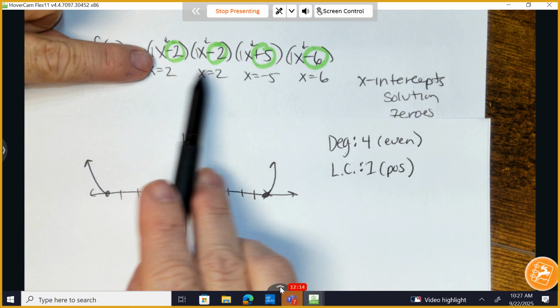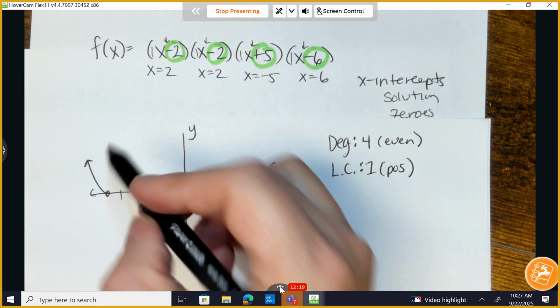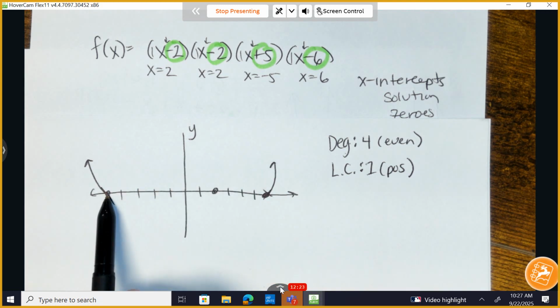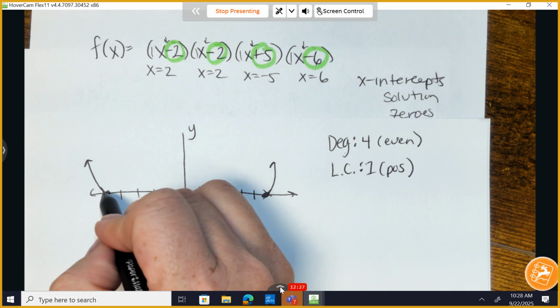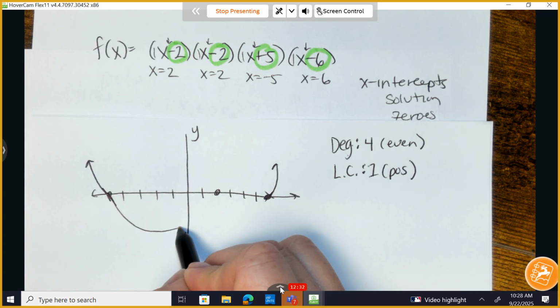Now, at positive 2, I know it needs to bounce off. And at negative 5 and 6, it's going to cut through. So it cuts through way over here at negative 5. And I need to get from negative 5 all the way to 2 without crossing the x-axis. Now, I'm going to show you the correct way. Please watch. Here's the correct way.